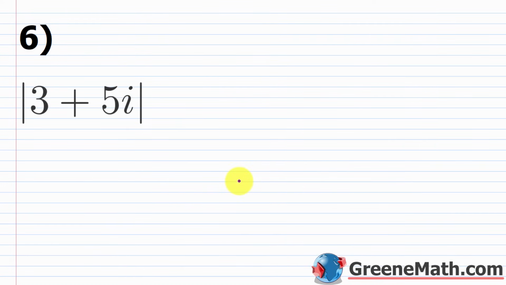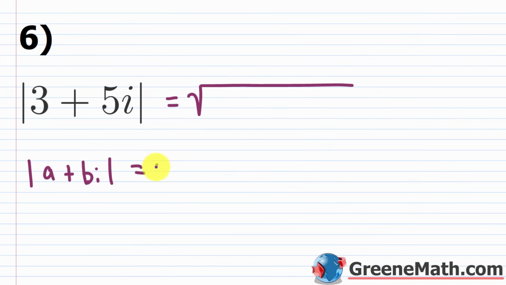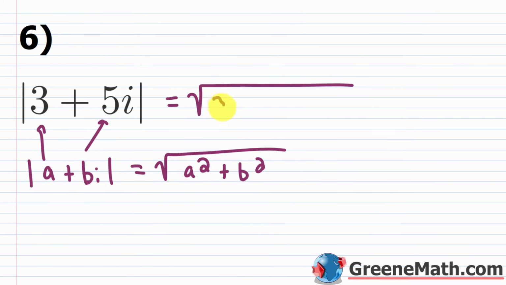Okay, let's take a look at problem 6. So here we have the absolute value of 3 plus 5i. So this is going to be equal to the square root of, again, let me write this down here. So the absolute value of a plus bi is equal to the square root of a squared plus b squared. So a here is 3 and b here is 5. So this is the square root of 3 squared plus 5 squared.